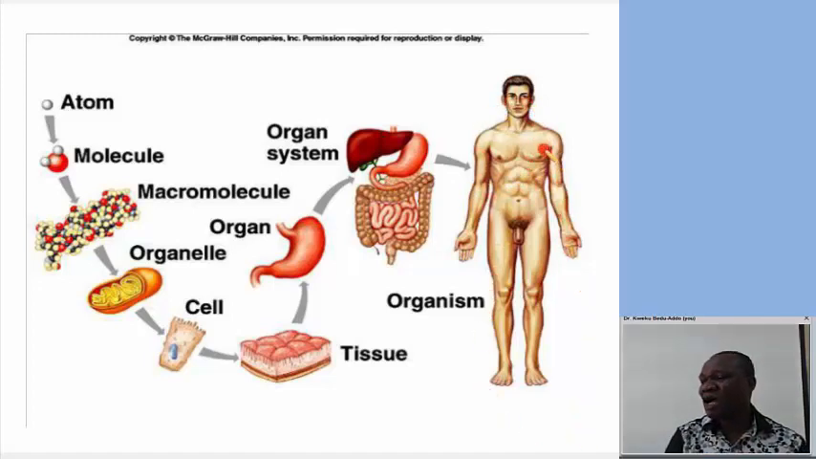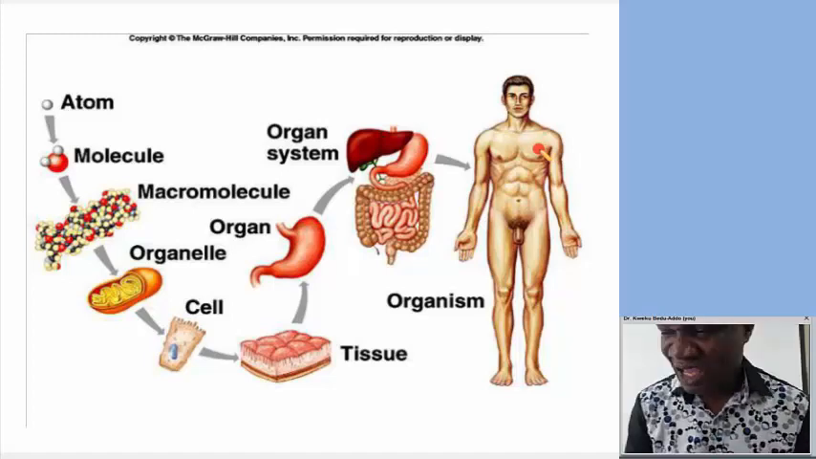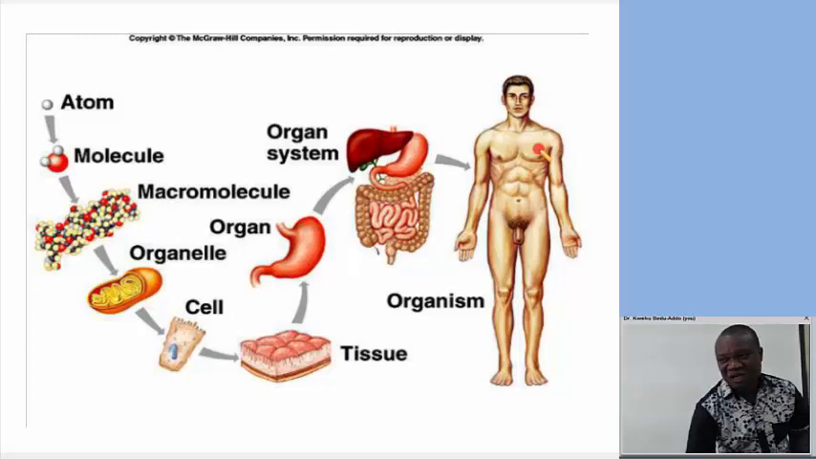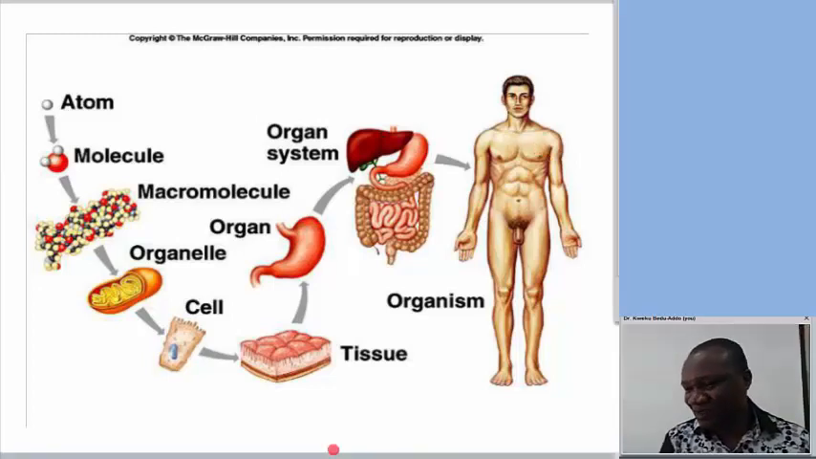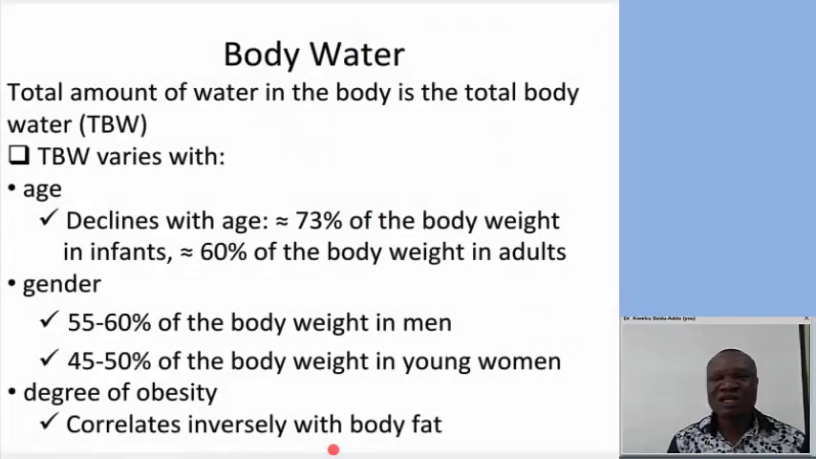Now, these organ systems are interdependent, meaning that they all work together towards a common goal, which is the survival of the organism and the well-being of the organism. So basically, this is the level of organization in the human. Right. Since that's okay, I'll move on to our next topic, which is body water.